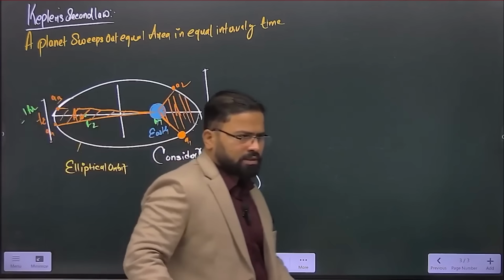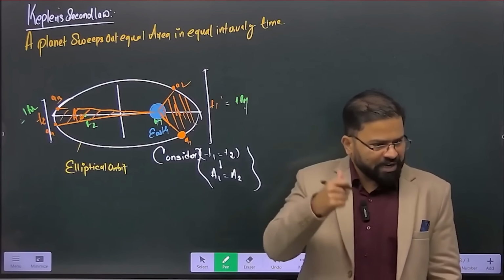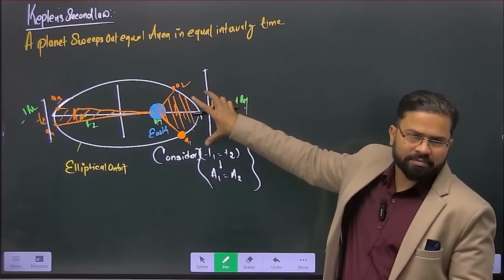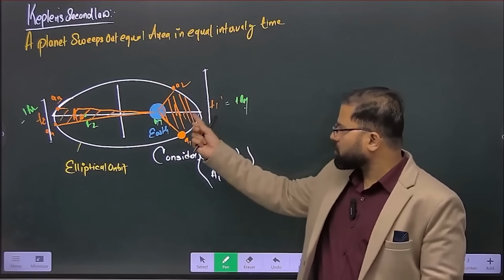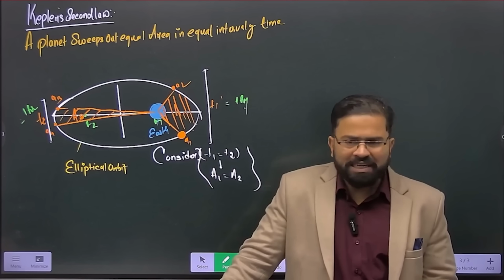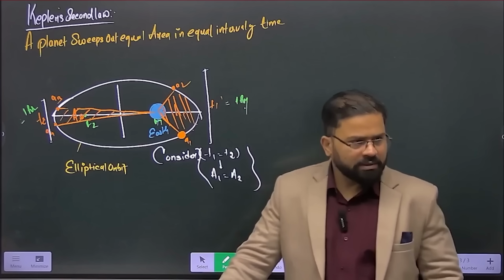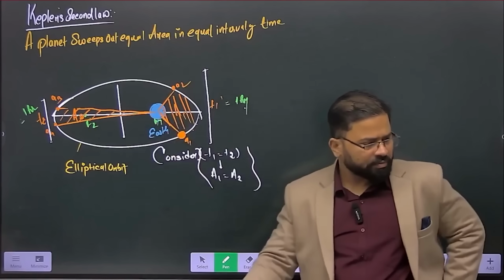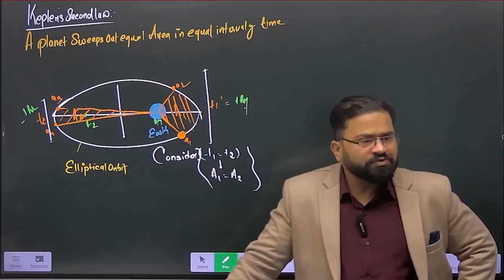The planet sweeps out equal area in equal intervals of time. If you go through the simplified method, we can see that within 1 hour this much distance has been covered by the satellite, and on the other hand, that much distance. This position is called the closest position. So it is evident that when a satellite is closest to the Earth, its orbital speed will be higher. It reflects that if a satellite is closest to the Earth, its orbital velocity will be higher in comparison to the faraway positions.